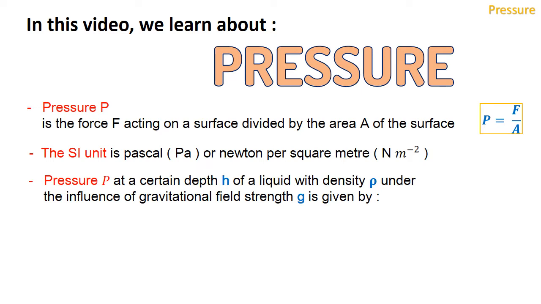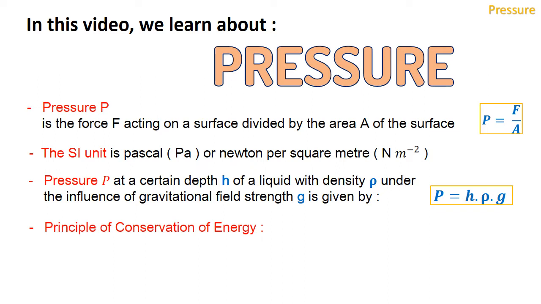Pressure P at a certain depth h of a liquid with density ρ under the influence of gravitational field strength g is given by P equals h ρ g. Principle of conservation of energy: F1 times D1 equals F2 times D2.